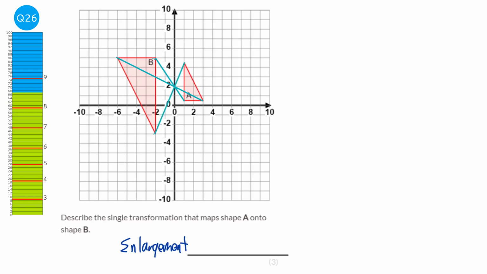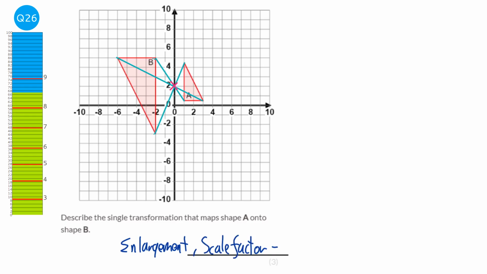And what do we notice? Well, we notice that all three of them go through this point here, and that's what we call our centre of enlargement. And well, what happens with the shape? Well, it kind of goes through the centre of enlargement, which is unusual. And as soon as we have it go through the centre of enlargement, we know that the scale factor is going to be a negative, so it's going to be minus something.